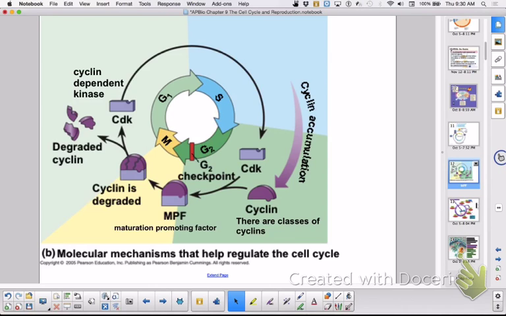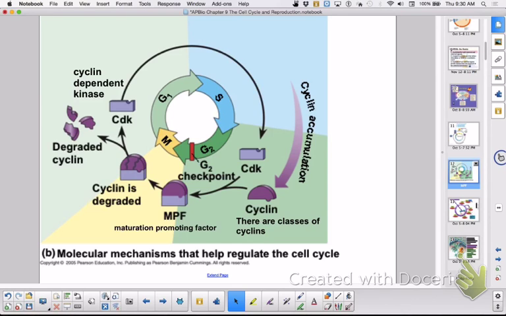Cyclin binds with enzyme, creating... the cyclin eventually degrades, and then the cycle continues with CDK.